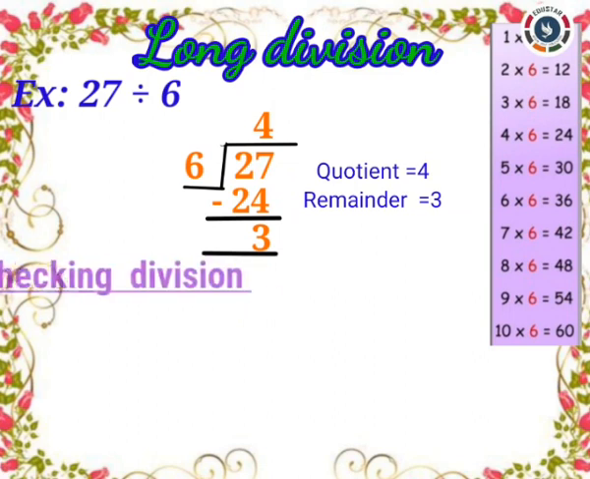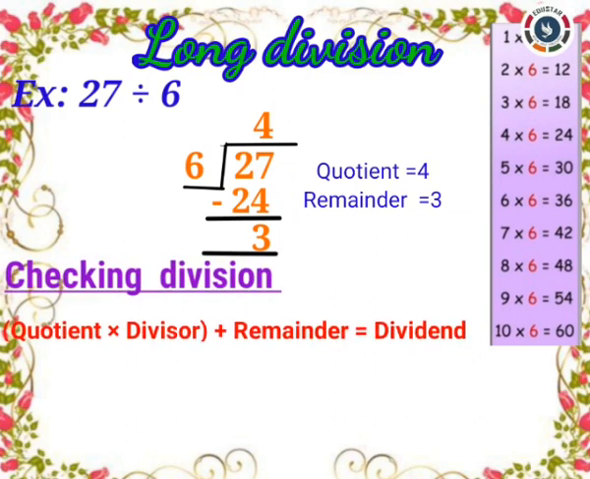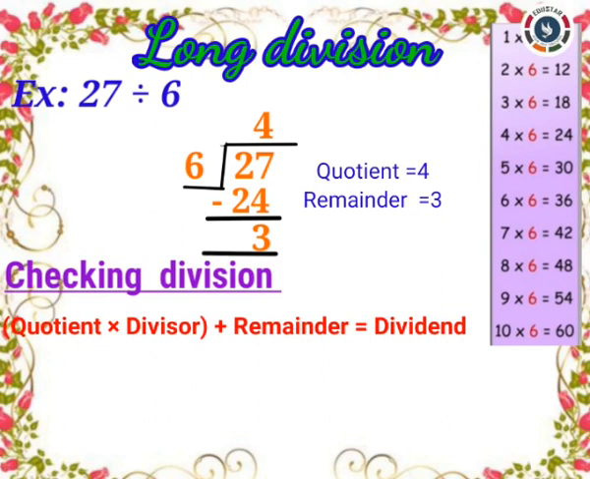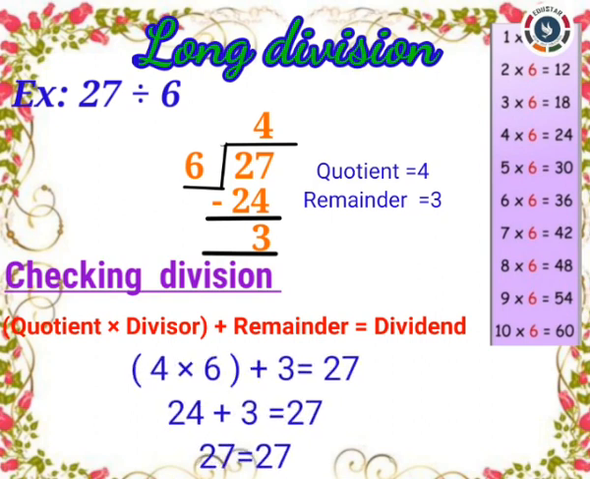See here. The remainder is less than the divisor. Now check your answer. Write the formula. Quotient into divisor plus remainder is equal to dividend. That is 4 into 6 plus 3 is equal to 27. 4 6 are 24 plus 3 is equal to 27. 27 is equal to 27. Yes, our answer is correct.